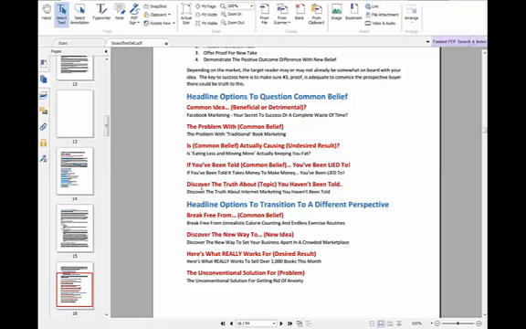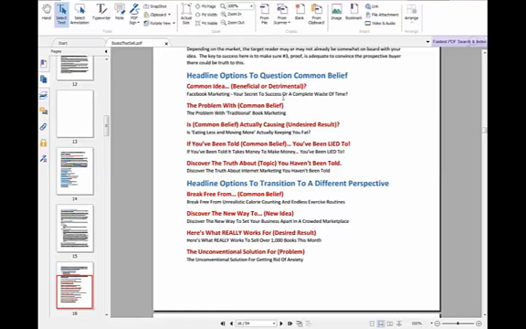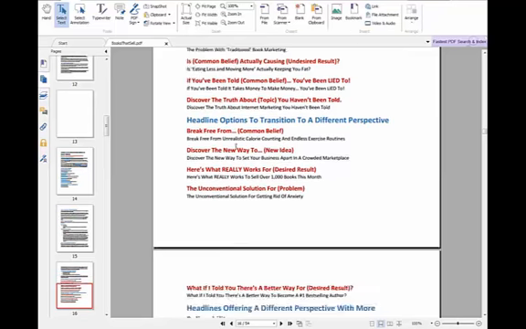Discover the truth about internet marketing you haven't been told. Discover the truth about whatever topic it is you're talking about you haven't been told is sort of a copy and paste idea. But remember, you can change the wording around, get the gist of this, and then you can switch it up a bit.